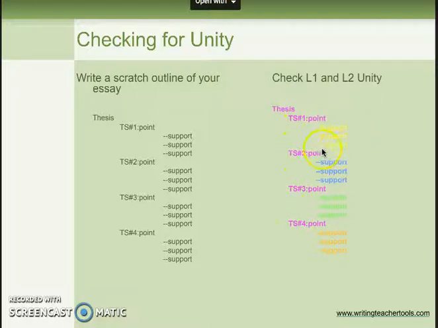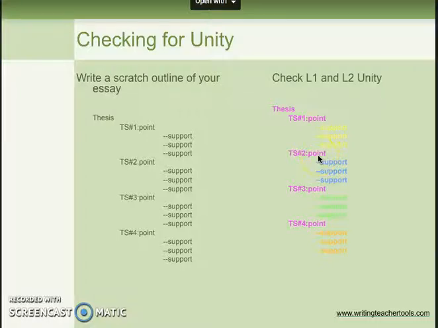Level 2 unity, on the other hand, looks at the development within the paragraph, that every sentence in that paragraph, the support you're offering in that paragraph, is all connected to whatever point is being offered in that claim of the topic sentence. So you'll notice here I have this all yellow. That means that every sentence in there is on the same point as presented here in topic sentence 1. Here we have blue, so everything in there is all connected to whatever this point is.